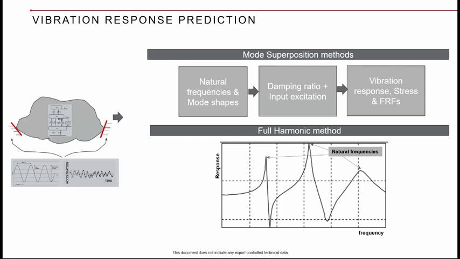Okay. Then similarly, this is based on mode superposition methods. Another method is the full harmonic method, where you can run the complete frequency range of interest as a sweep analysis, and then you get the natural frequencies from the harmonic sweep analysis, and do detailed analysis around those frequencies for stress response. So that is another way of doing it.